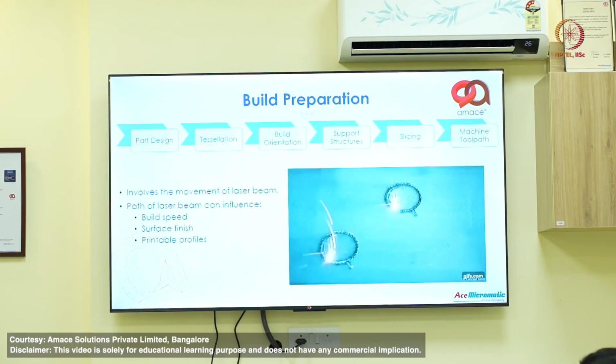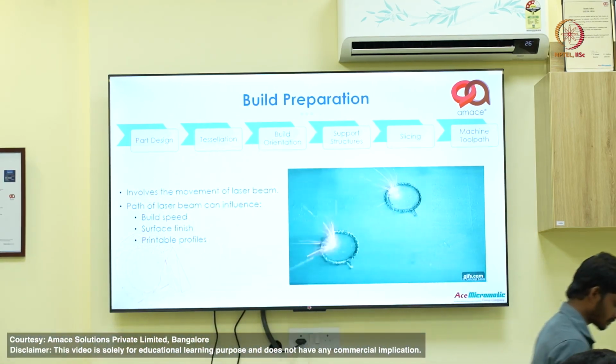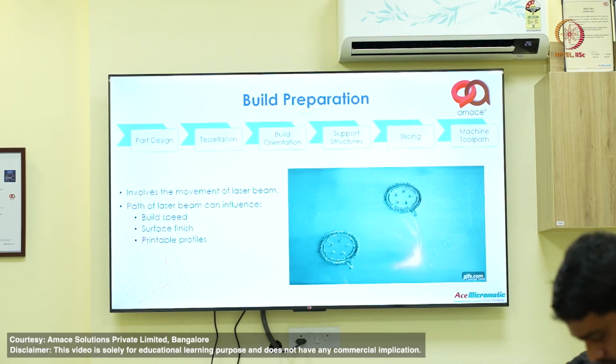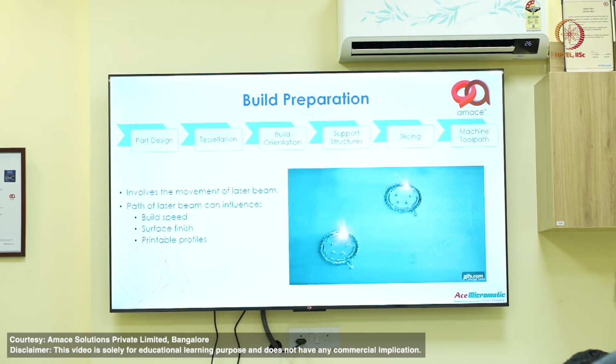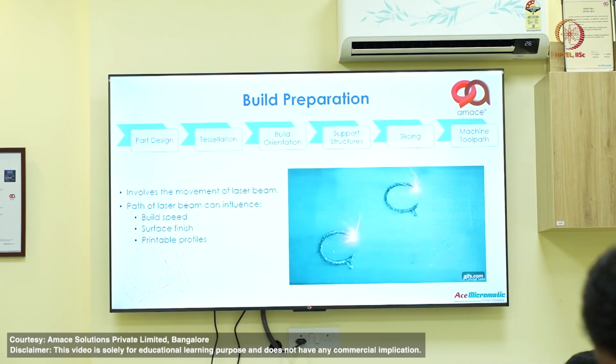So the final step is machine toolpath generation, where we define the laser path: how the laser should be scanned to complete the part, what laser power is required, what scanning speed is required, and how contours should be scanned. There are almost 150 plus parameters which have influence on this. According to the material and layer thickness, we have to create the machine toolpath. So these are the 6 steps of build preparation.